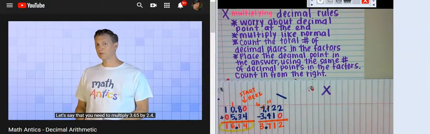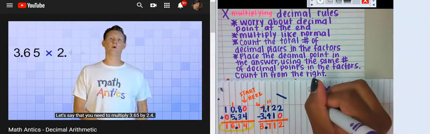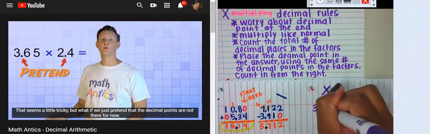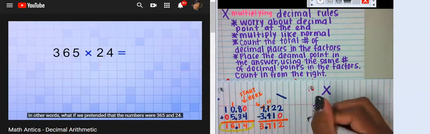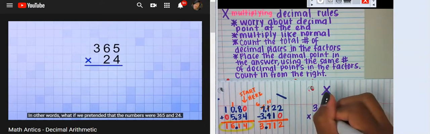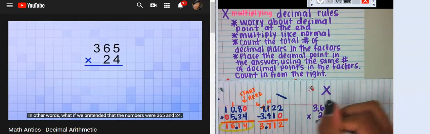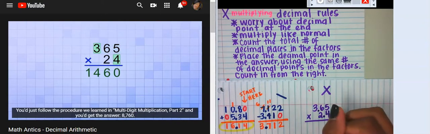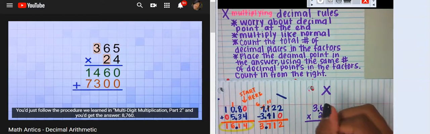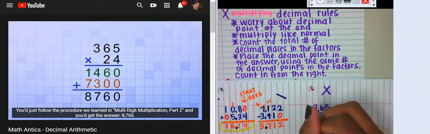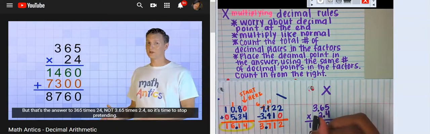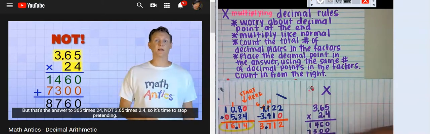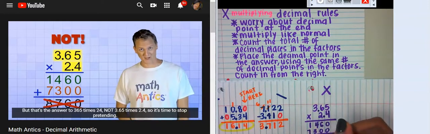Let's say that you need to multiply 3.65 by 2.4. Now that seems a little tricky, but what if we just pretend that the decimal points are not there for now? In other words, what if we pretended that the numbers were 365 and 24? You already know how to do that problem. You just follow the procedure that we learned in multi-digit multiplication, part 2, and you get the answer 8,760. But that's the answer to 365 times 24, not 3.65 times 2.4. So it's time to stop pretending.